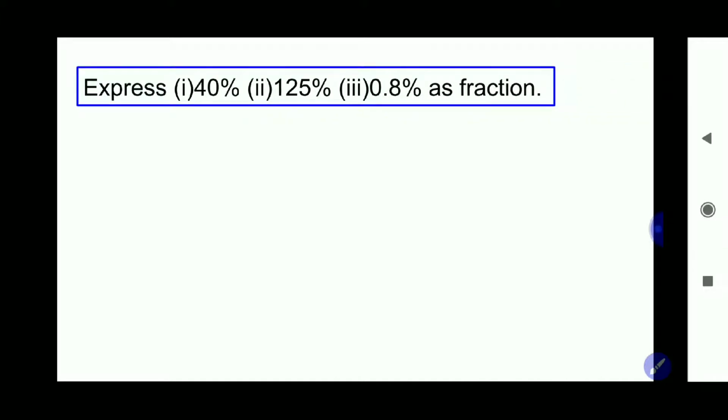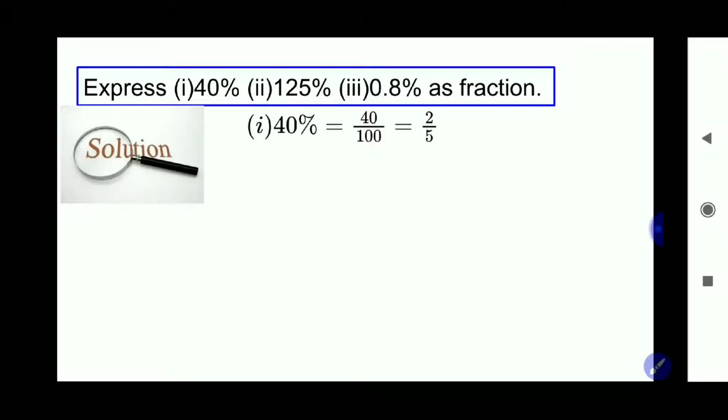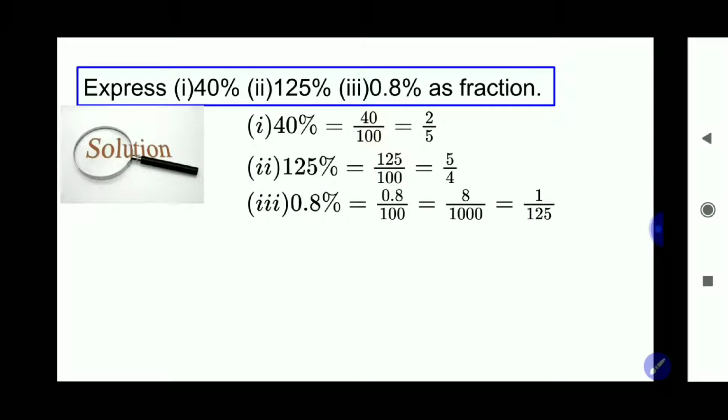Now let us solve some questions. Express 40%, 125%, 0.8% as a fraction. 40% means 40 by 100. By simplification we get 2 by 5. Similarly 125%, it is 125 by 100, that is 5 by 4. 0.8%, that means 0.8 by 100. It becomes 8 by 1000. So, by simplification, it is 1 by 125.